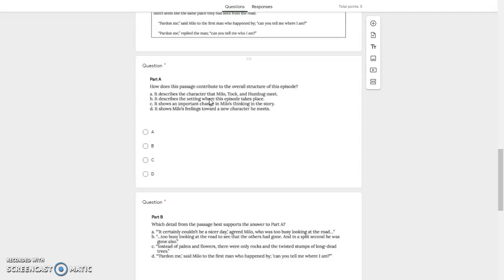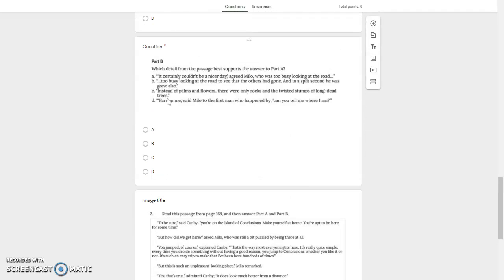It describes the character that Milo, Tock, and Humbug meet. It describes the setting where the episode takes place. It shows the important change in Milo's thinking in the story. It shows Milo's feelings towards a new character he meets. Part B. Which detail from the passage supports the answer to Part A?